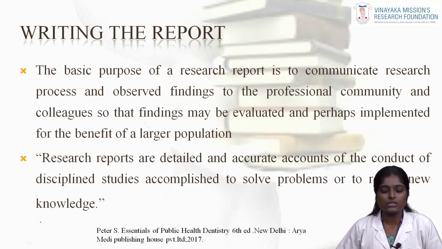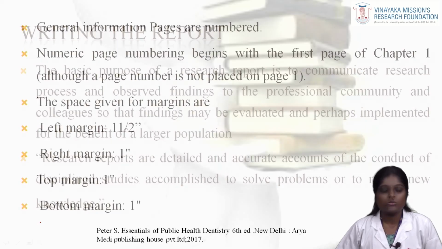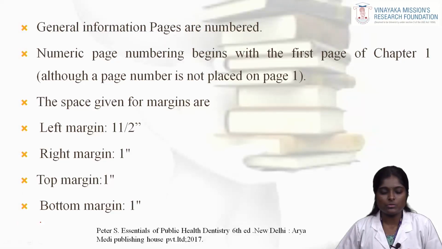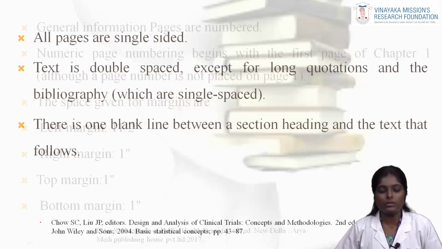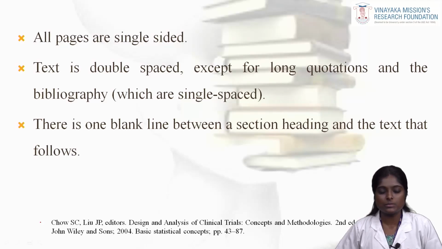The basic purpose of a research report is to communicate the research process and observed findings to the professional community. This is nothing but a writing process, after which we move on to publication. Research reports are a detailed and accurate account of the conduct of disciplined studies accomplished to solve a problem or reveal new knowledge. The report should have general information pages, numerical page numbers should be mentioned, and the left margin and right margin have to be specified. All pages are single-sided. Text should be double spaced, and except for long quotations, there is one blank line between the section heading and the text that follows.